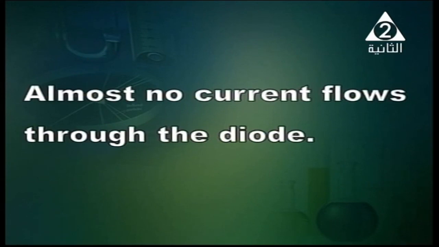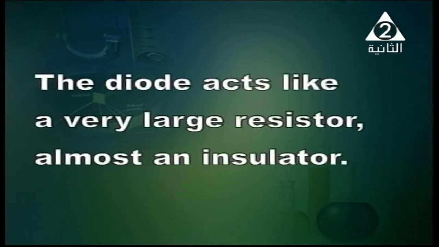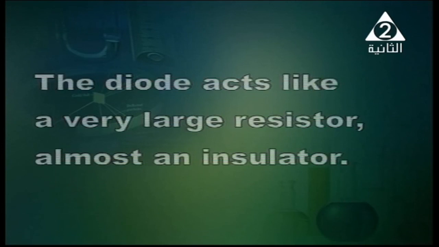The PN junction is called a diode. The diode acts like a very large resistance. Almost, it acts like an insulator.